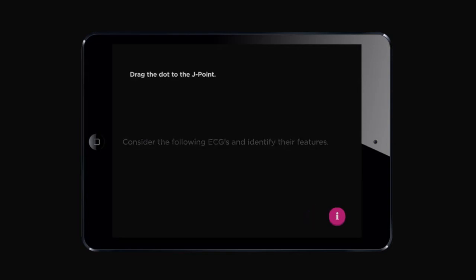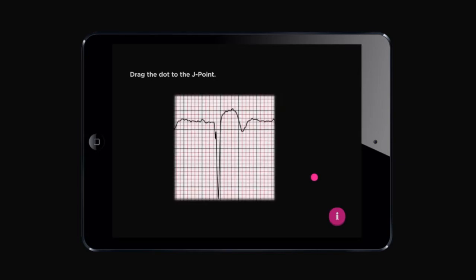Finding the J point is key to accurately recognizing ST elevation depression. Here the participants are asked to drag the dot to the junction point, which marks the beginning of the ST segment. Once they have placed the dot, they can click OK to submit their answer.